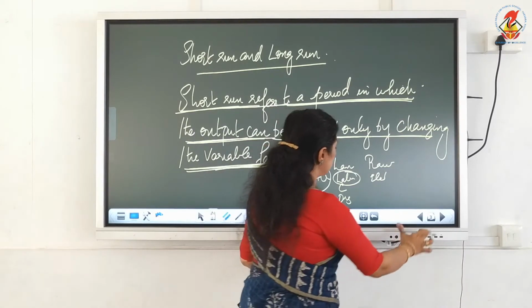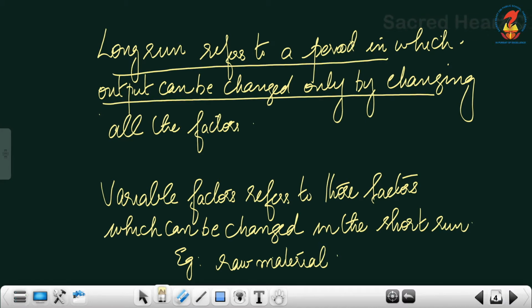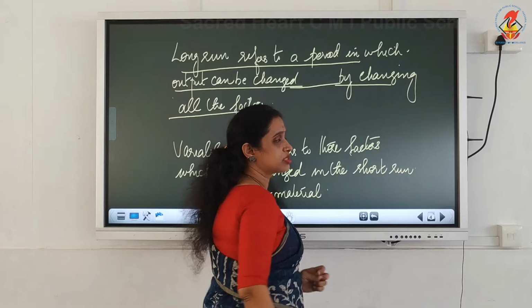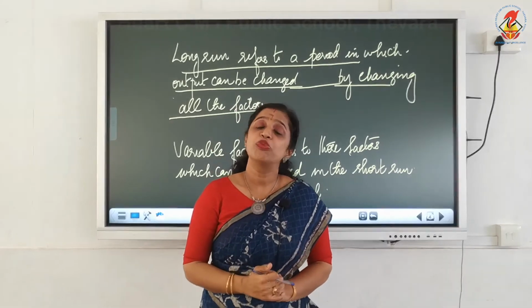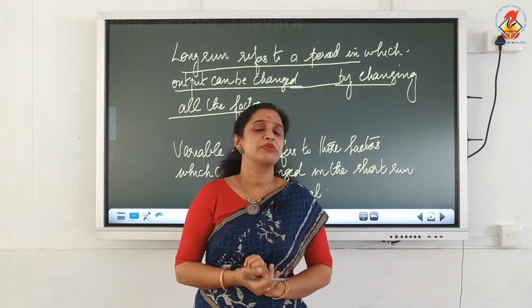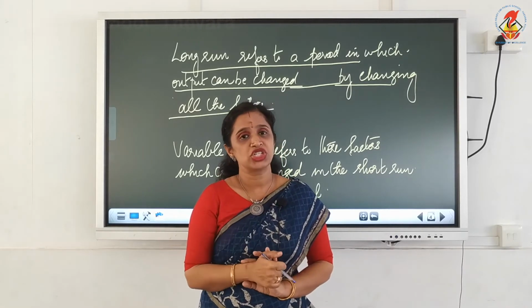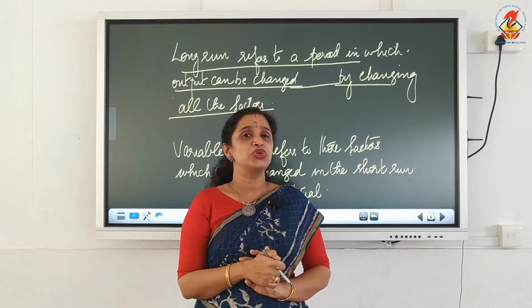Now we will move on to long run. Long run refers to a period in which output can be changed by changing all the factors. So long run refers to a time period in which output can be changed by changing all the factors. Now just imagine the demand for the shirt was initially 250. After that it increased to 270.